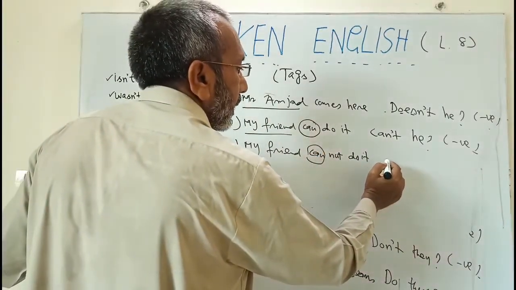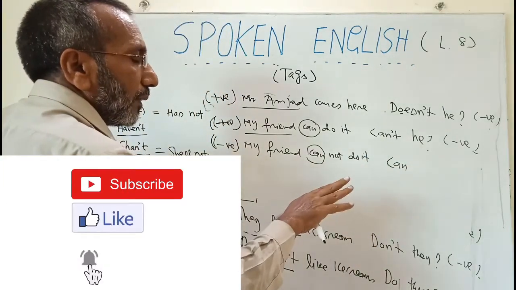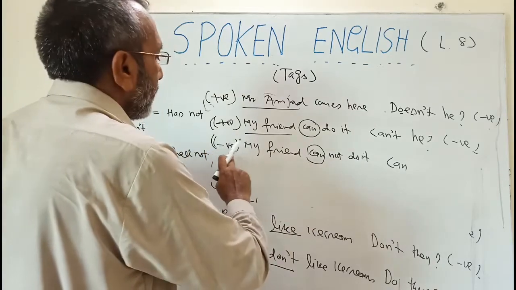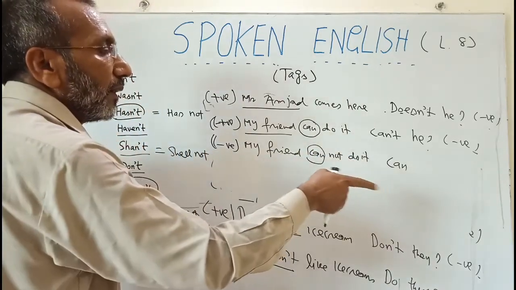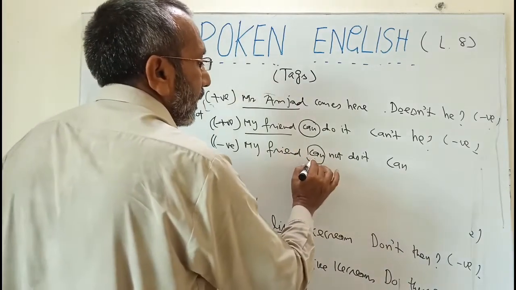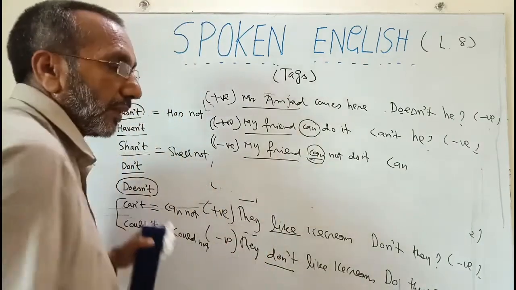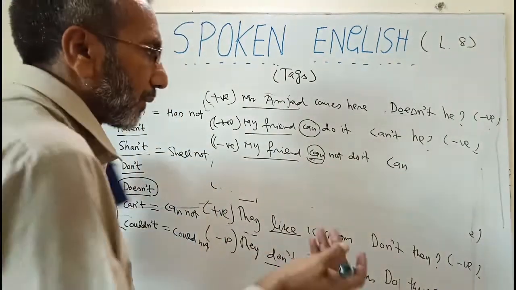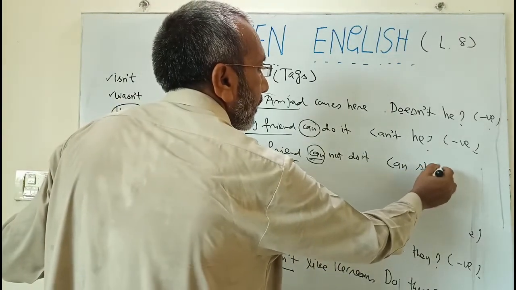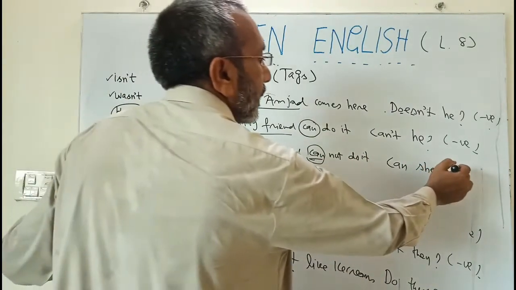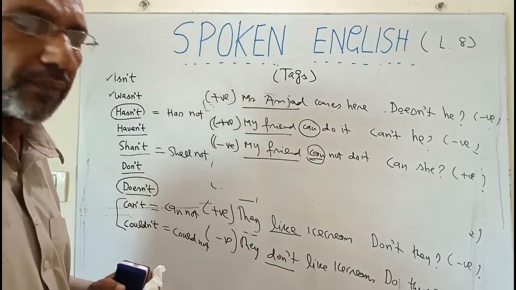So "my friend cannot do it." The tag should be can or can't? It is negative, so the tag should be positive. Exactly. This is our criterion: can, and then instead of using the words "my friend", we will say he or she. Suppose she is a girl: can she? The tag over here is positive. Got some idea? Very simple.